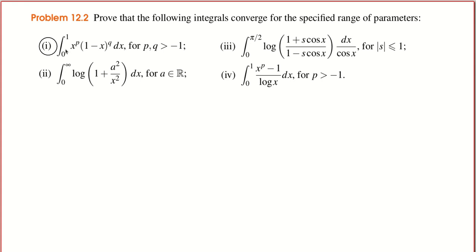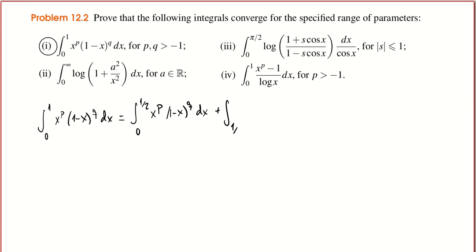So what we have to do to analyze this integral is to separate it out into two different integrals and study them separately. So the first one is from 0 to 1/2 of x^p (1 - x)^q dx, and the second one is from 1/2 to 1 of x^p (1 - x)^q dx. Now this one here is only singular at 0, because at 1/2 there's no problem with this integrand here, so it is this bit here that may cause any trouble.